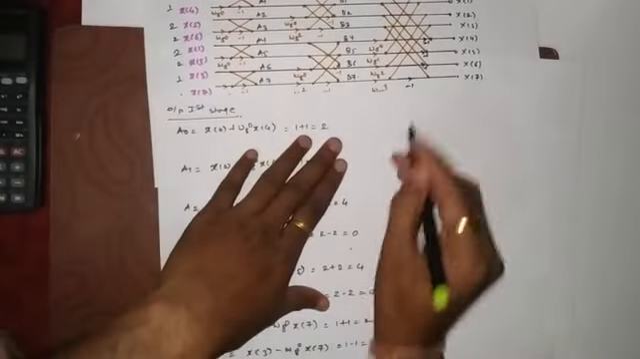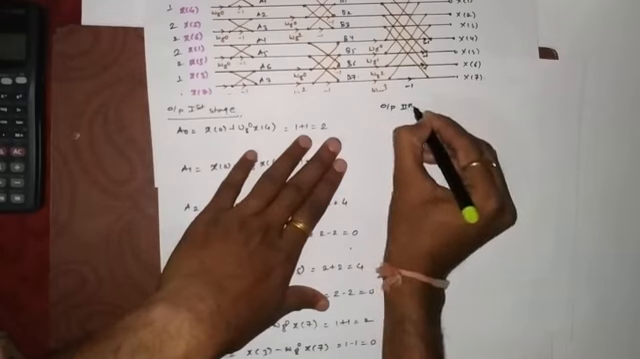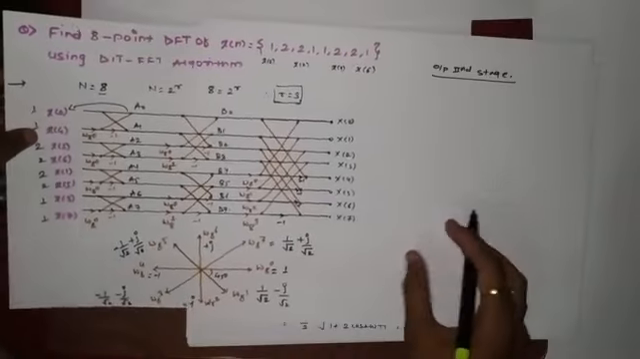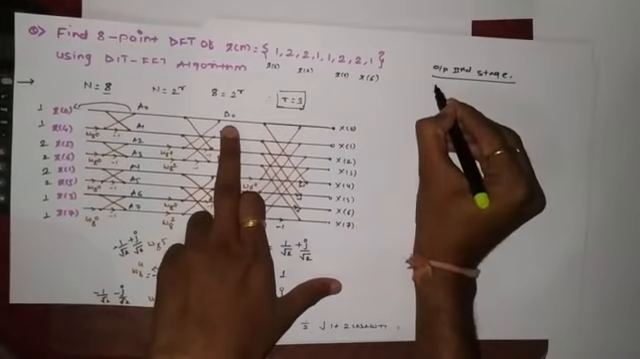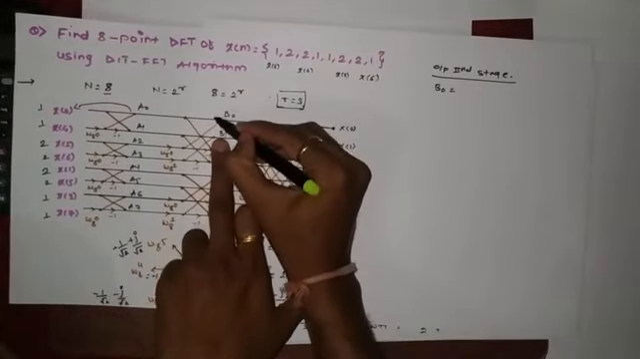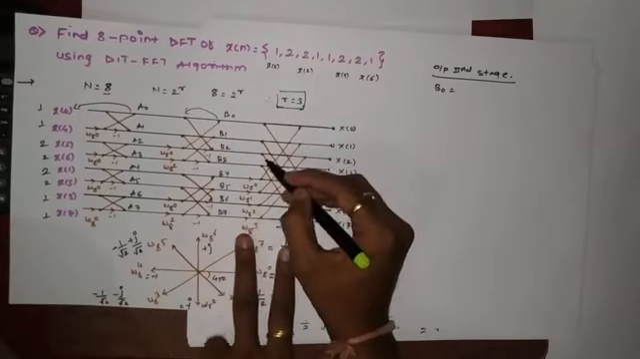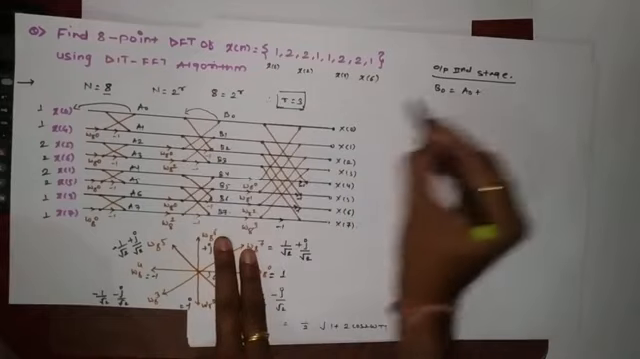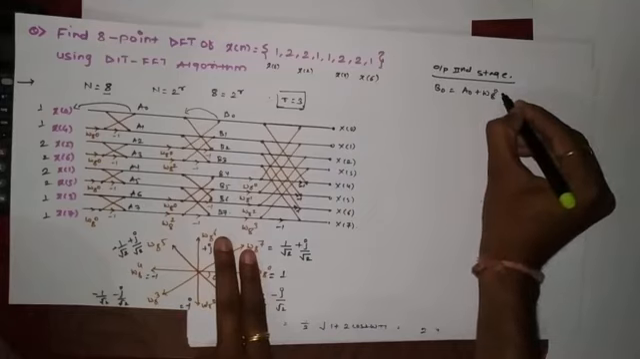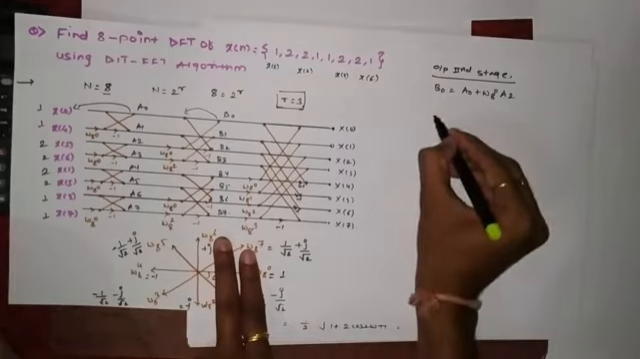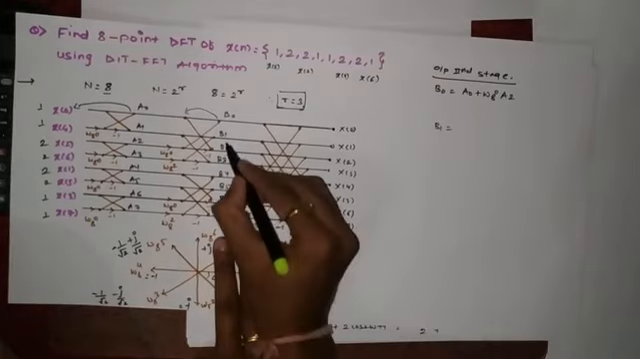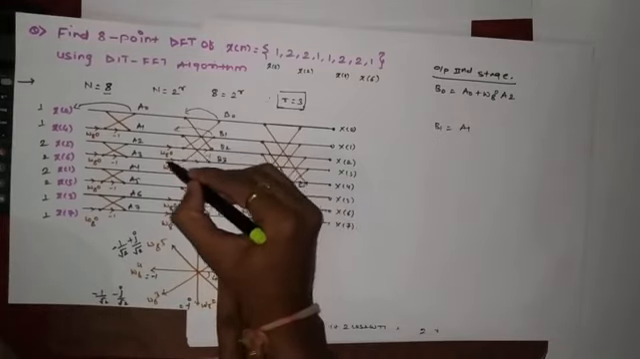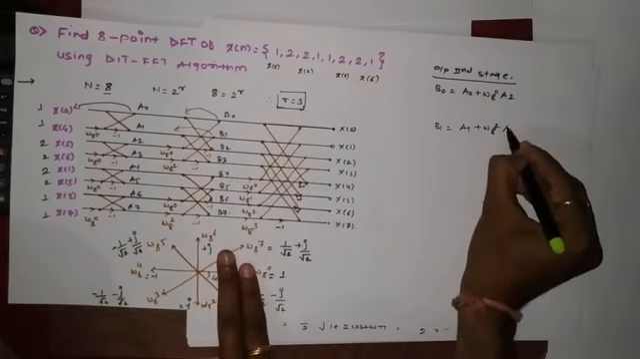Now, here we'll write the output of the second stage. See it here. First, B0. B0 is having the first input A0, and the second input you can trace like this. This is going to be A2. So this is A0 plus twiddle factor omega 80 into A2. Now B1 is equal to, B1's first input is A1, and its second input, you can see this line, if we trace we'll get A3. So this is plus omega 8 square into A3.